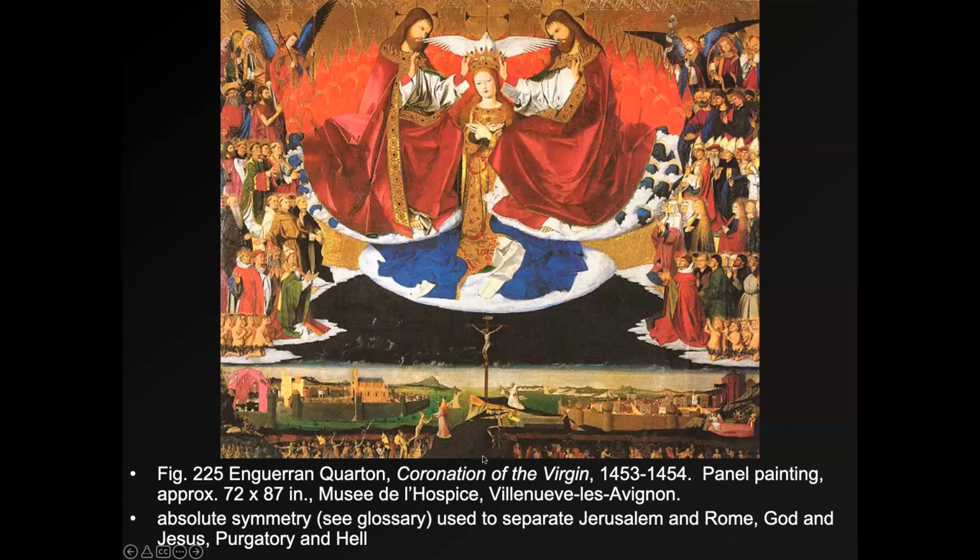So this symmetry is used here to represent different types of separations where they're trying to balance out the ideas, and they do that through visual balance. So Jerusalem and Rome. So Rome would represent something that is kind of like not exactly good, but not exactly bad, but definitely the old ways. And then Jerusalem would be the new ways. And then God and Jesus, and purgatory and hell.